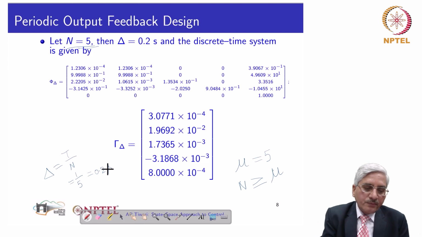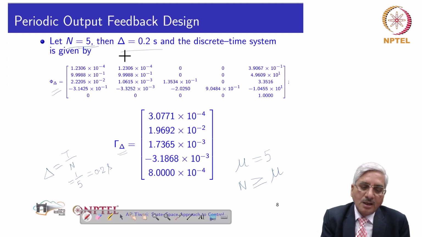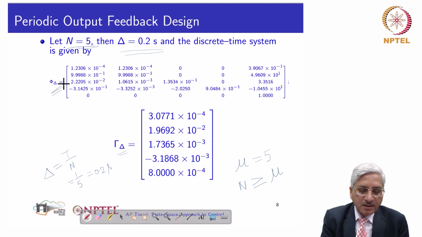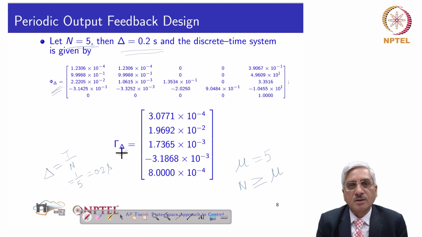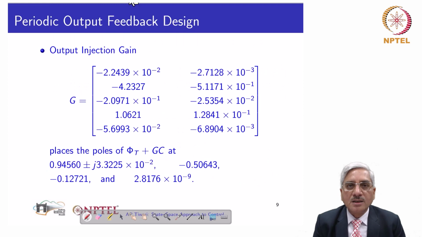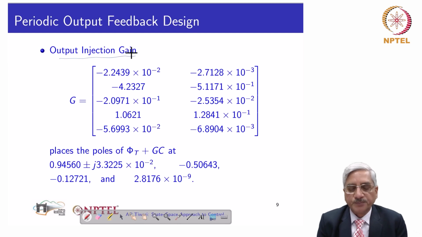So we obtain phi delta, corresponding gamma delta. So the discrete time system corresponding to the sampling at the rate of 1 by 0.2 hertz, or 5 hertz, will be given by this phi delta and gamma delta. It is obtained. Now once we obtained phi t, gamma t and phi delta, gamma delta, the next step is to obtain one output injection gain, G.